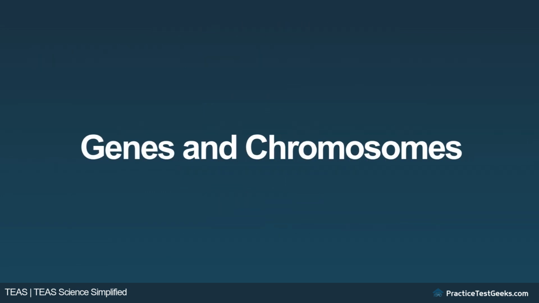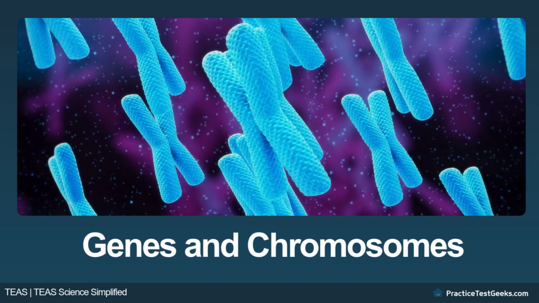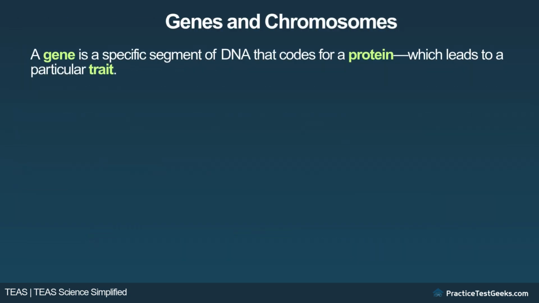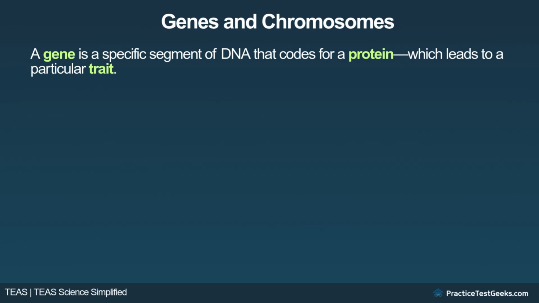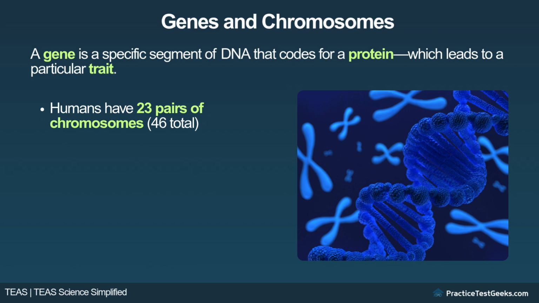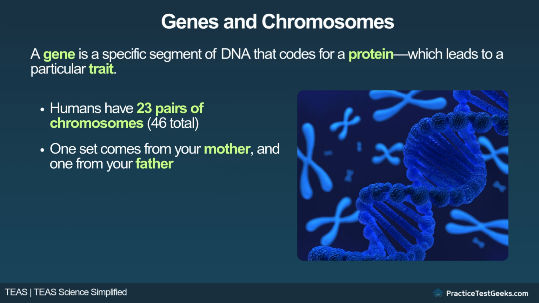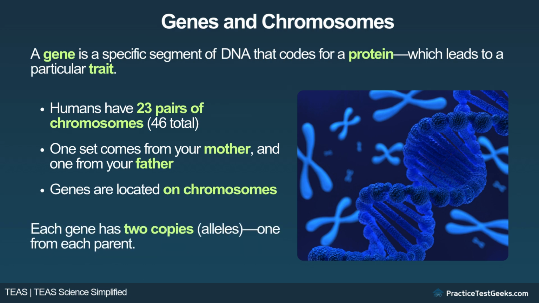Now let's talk about genes and chromosomes, both of which are important on the TTEAS. A gene is a specific segment of DNA that codes for a protein, and that protein leads to a specific trait, like eye color or blood type. Humans have 23 pairs of chromosomes, or 46 in total. You get 1 set of chromosomes from your mother and 1 set from your father. Genes are located on chromosomes, and each gene has 2 copies. These are called alleles, with 1 copy coming from each parent.